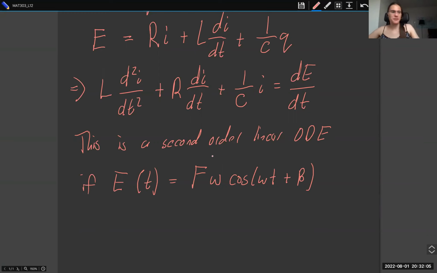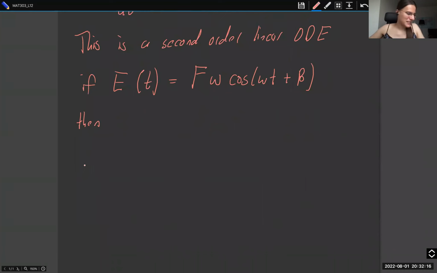Then you get very bad expressions. They're big expressions. Then I'll just write down what the answer is. The current is going to equal some amplitude, let's say C, times E. And this is sort of assuming complex solutions, complex roots.